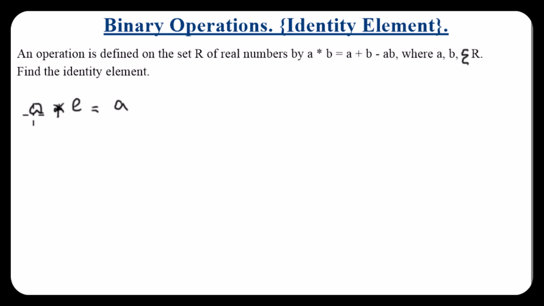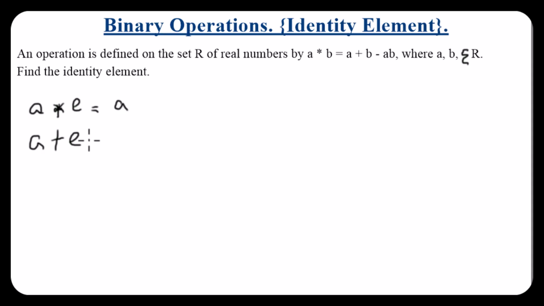Of course, here our operation has been defined as A star B equals A plus B minus AB. So definitely my A will be equal to A, and then my B will be equal to E, and then I equate it to A to find the value of E, or what my identity element would be. So without wasting much time, let's do that. This becomes, anywhere I see A, I'm going to write A, and anywhere I see B, I'm going to write E instead of B.